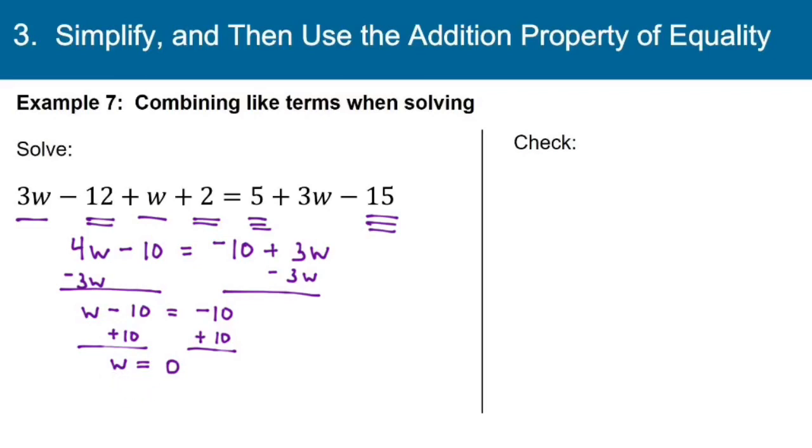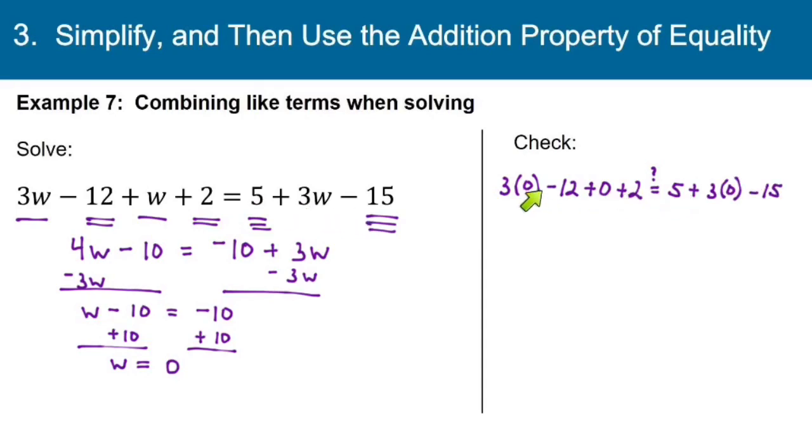A lot of times I'm not sure why it bothers students if they get an answer of 0. It's like they think that can't be an answer or there's something wrong here. But no, it's entirely normal for the solution to be 0. Let's just check it and find out if it's right. So we will plug 0 in everywhere we had a w. We'll have 3 times 0 minus 12 plus 0 plus 2. And we want to find out if that's equal to 5 plus 3 times 0 minus 15.